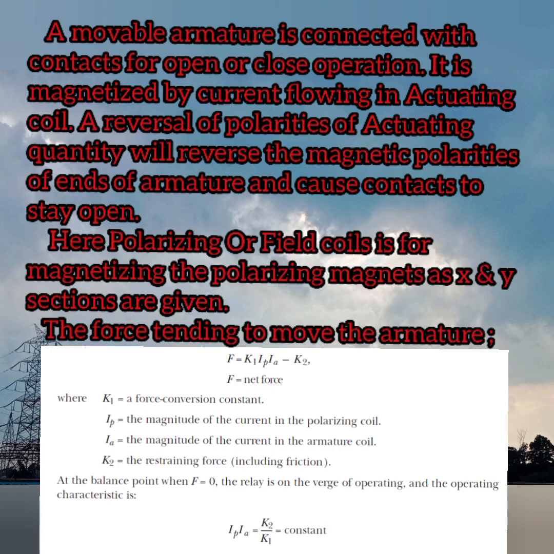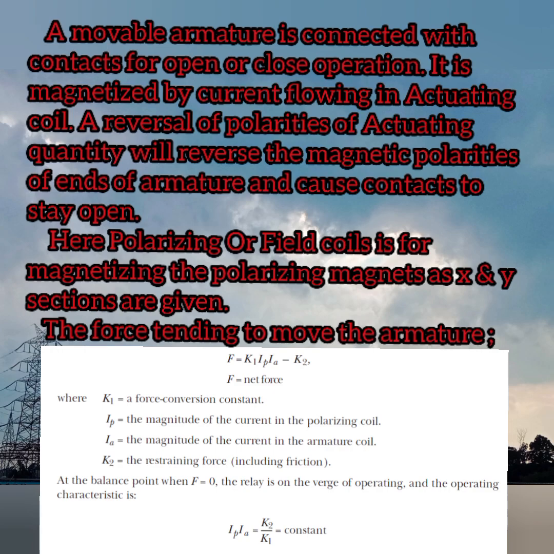So a movable armature is connected with the contacts for opening and closing operation. It is magnetized by a current flowing in an actuating coil, and a reversal of the polarity of the actuating current will reverse the magnetic polarity at the end of your armature and cause the contacts to stay open. So here the polarizing or field coil is for magnetizing the polarizing magnets, and the X and Y sections are also shown in the upcoming diagram.